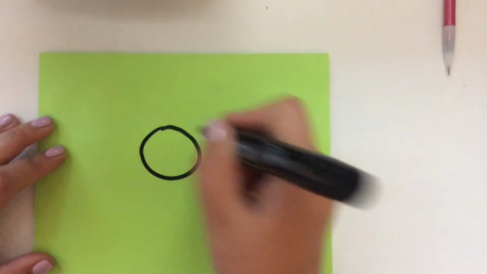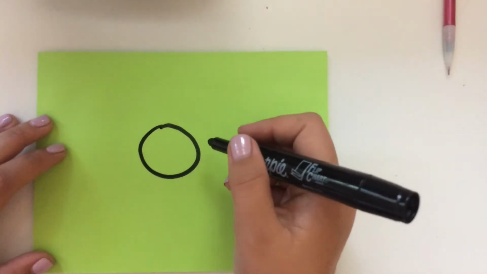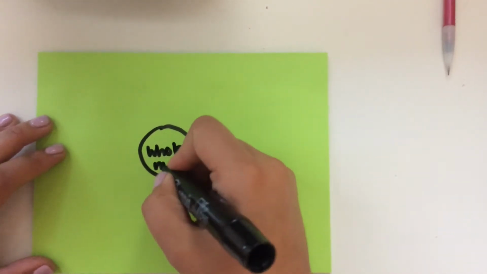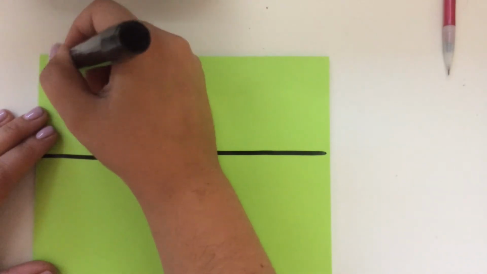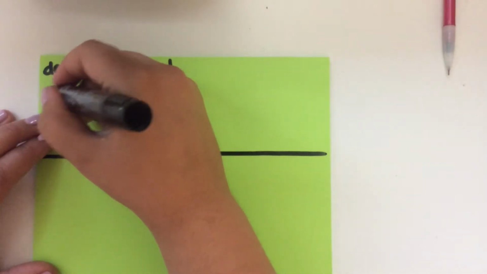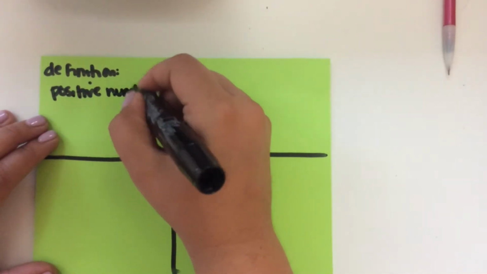Okay, turn to page W in your glossary. The first term we're going to fill in is whole numbers. That's going to go in the center. In the top left, you're going to fill in the definition of a whole number. It's a positive number, no fractions, no decimals.